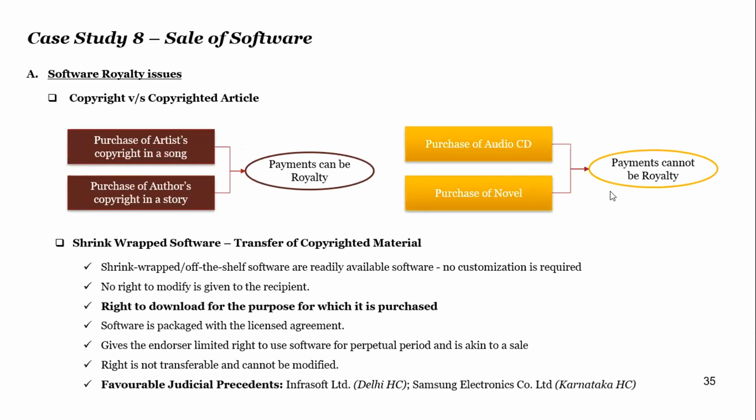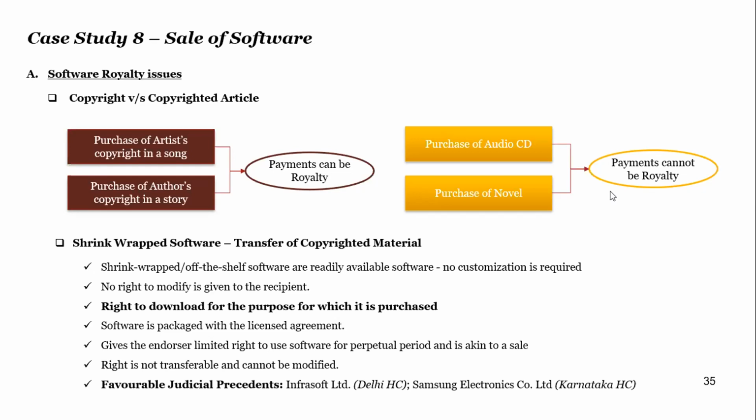Similar to the concepts previously explained, and a reiteration of the examples which Amit quoted: purchasing a copyright for a song will constitute a royalty, while purchasing an audio CD will not be considered a royalty. Similarly, purchasing a copyright on any book for further publishing or making amendments is a royalty, but purchasing a novel will not constitute a royalty.